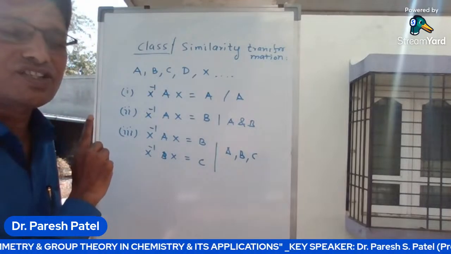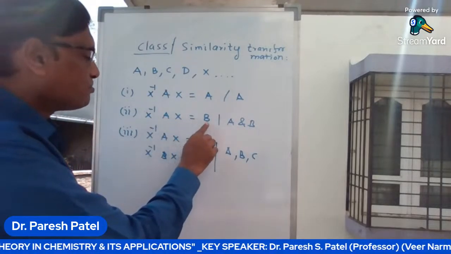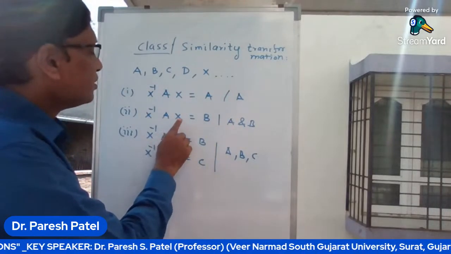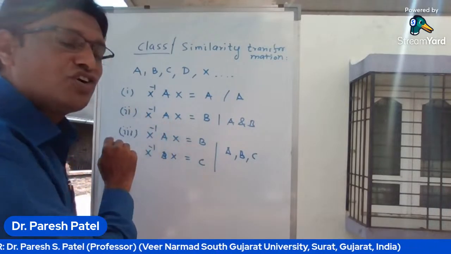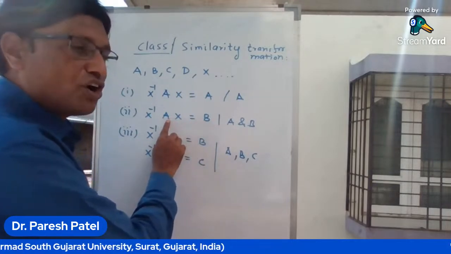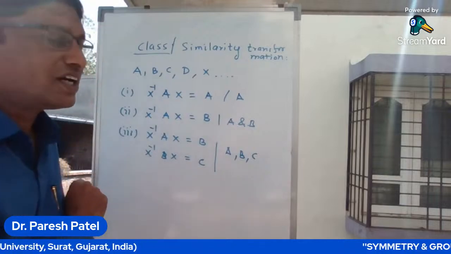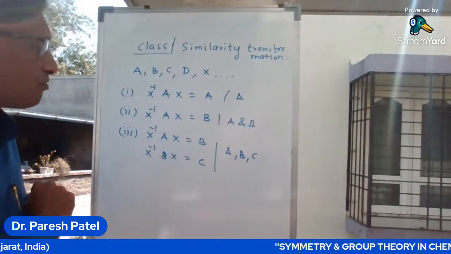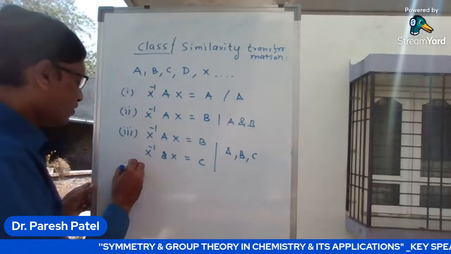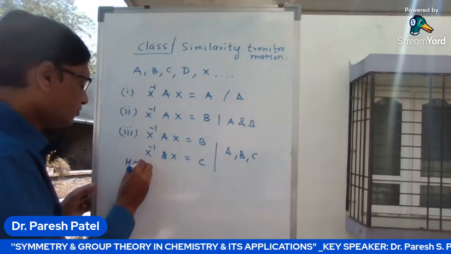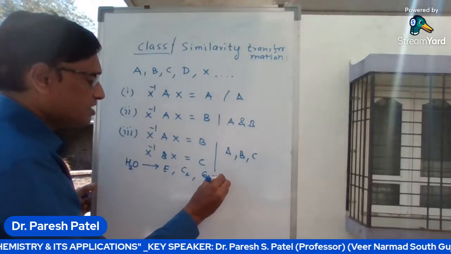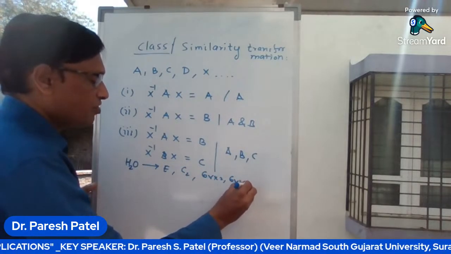Okay, what is similarity transformation? In second conjugate properties, B is the similarity transformation of A by symmetry operation x. Now, in case of water molecule, we know that water molecule consists of E, C2, sigma Vxz, sigma Vyz symmetry operations.